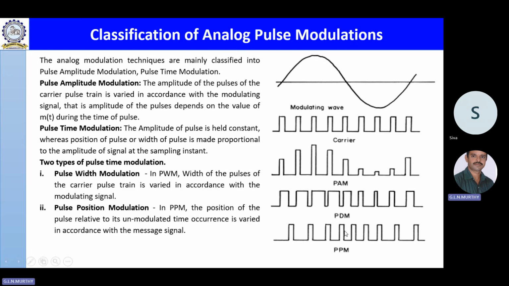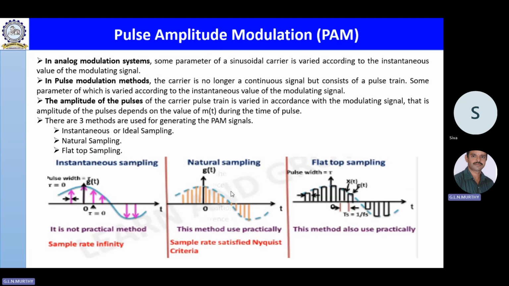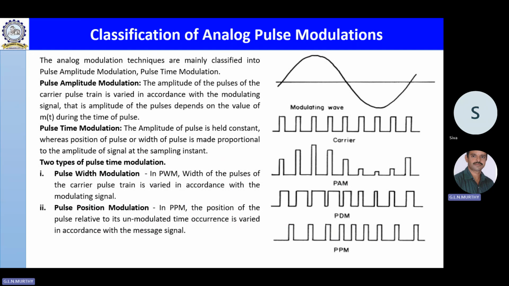Coming to pulse position modulation, the spacing between the pulses is varied. Okay, so yeah, then hope the definition is clear. Now, once we have categorized why pulse modulation, then what are the types of pulse modulation?